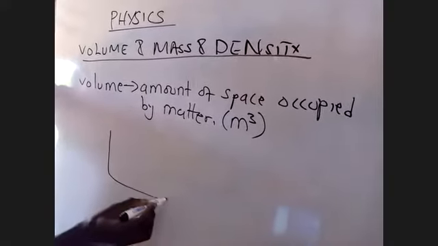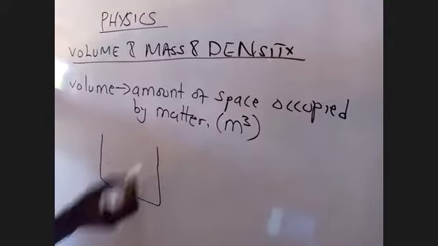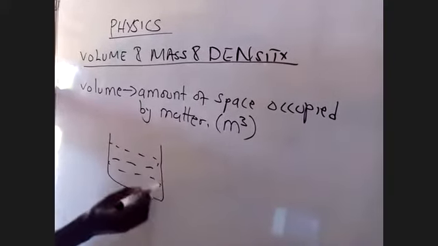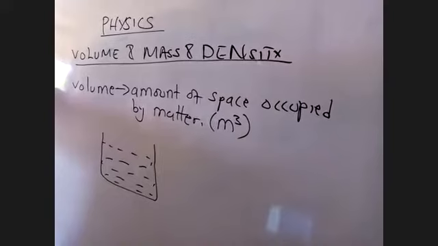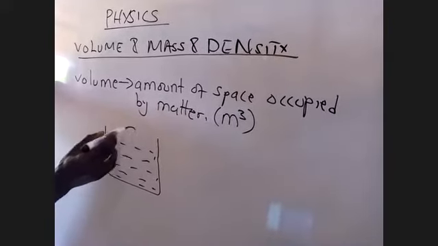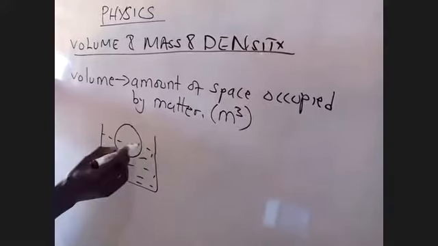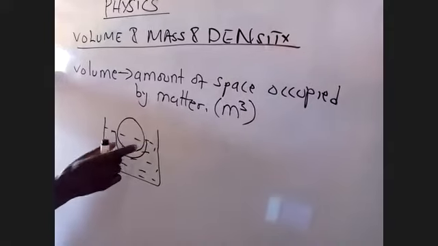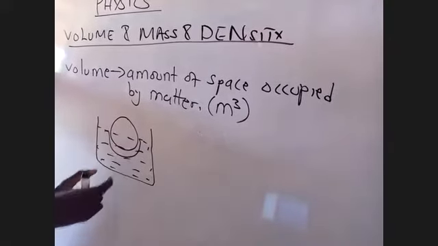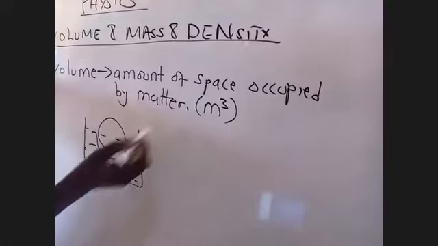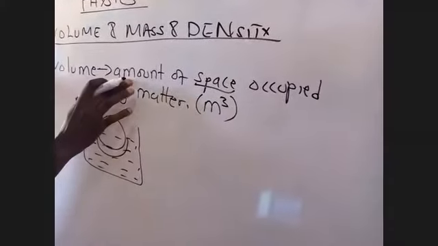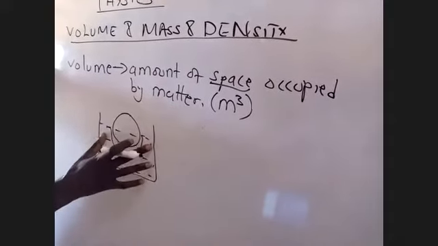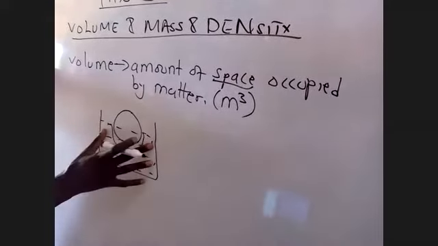Assume that you have a container full of water. Once it is full of water in that manner, we shall take up an object that floats partially, for example, a sphere. This sphere will displace a given amount of water. The amount of water being displaced is leaving a space. Thus, it is giving us the amount of space which is occupied by matter. So the space which is occupied by this ball gives us its volume.